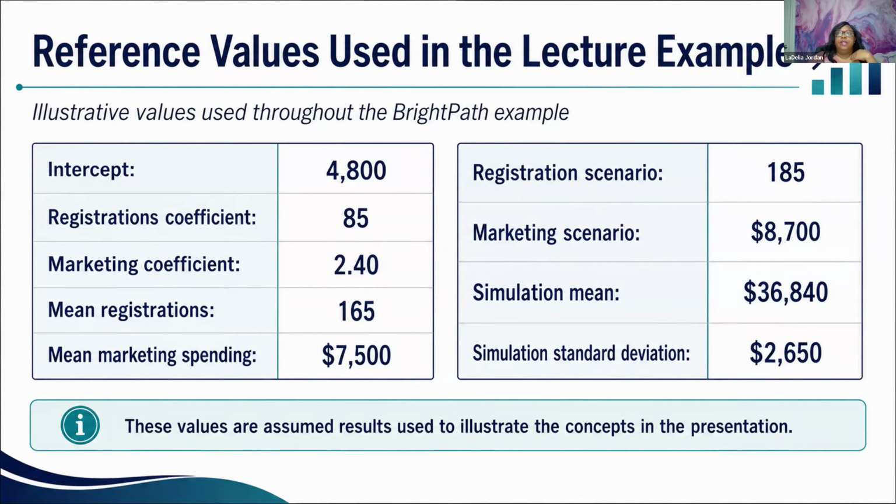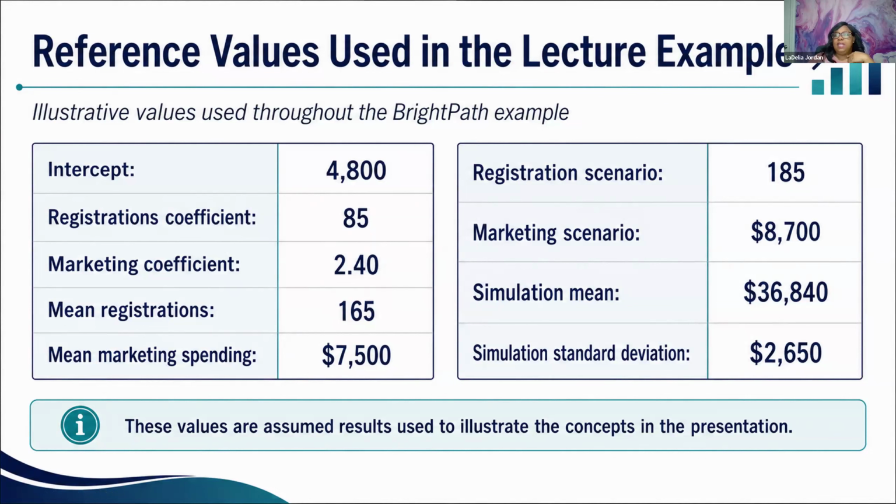Now, for the registration scenario, we're going to be increasing our registrations to 185 when we go through our what if analysis. And we're also going to look at what happens when we increase our marketing spending to 8,700. These values are going to be entered into the model to compare the two possible decisions.